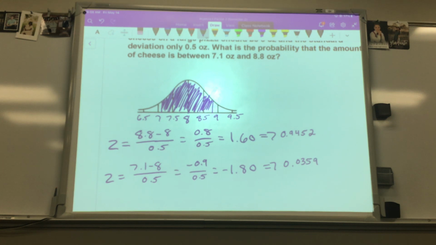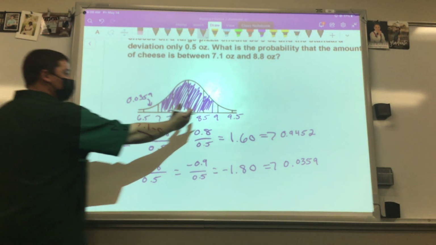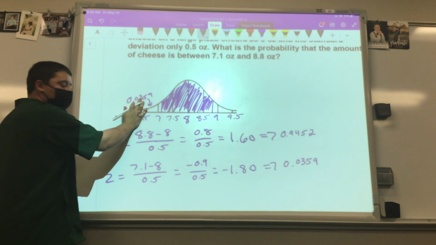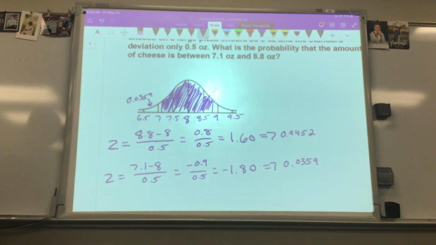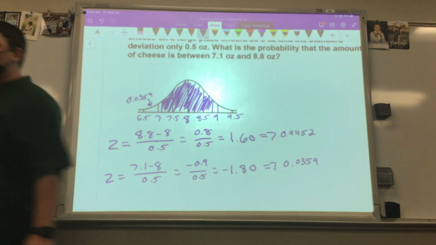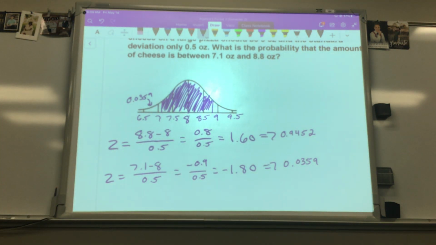Okay, so the area, that one was just that unshaded area, right? And the 0.9452, that was this whole area to the left, correct? But I want to exclude this, correct? This minus this, correct? That'll get us in between. So anytime it's in between, you're going to have to find two z-scores and then subtract the one from the other.